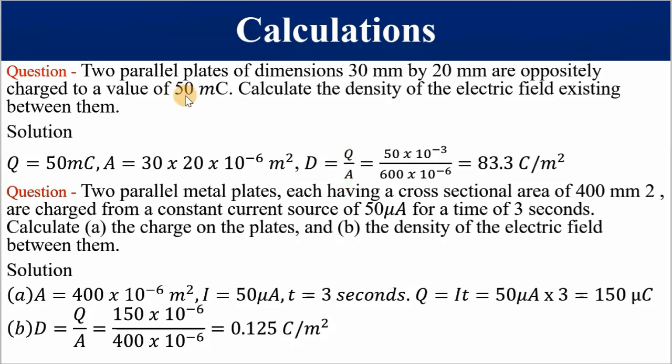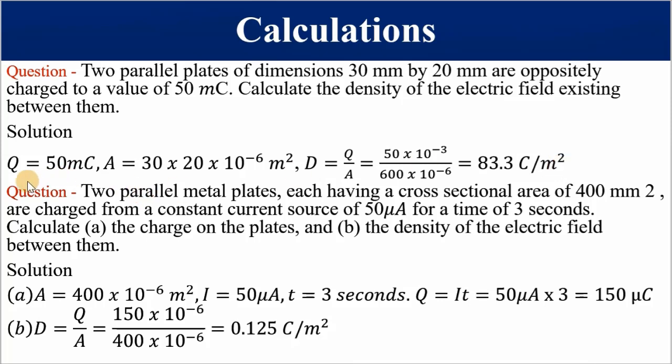Hence, our Q is 50 millicoulomb, which is 50 times 10 to the power minus 3, divided by the cross-sectional area. Please take note that the cross-sectional area must be in square meters. Hence, we are going to change these 2 square meters, and this is 600 times 10 to the power minus 6. Hence, your electric flux density is equal to 83.3 coulomb per square meter, and you are done.